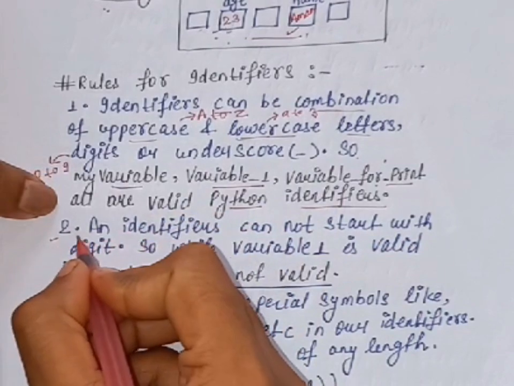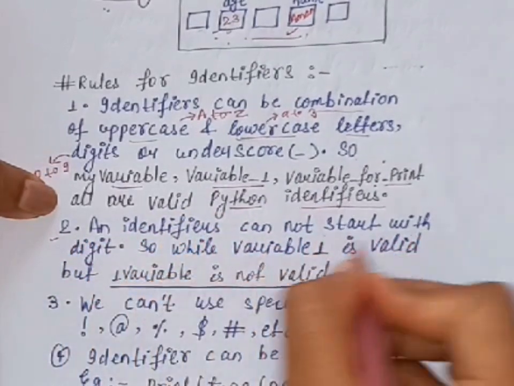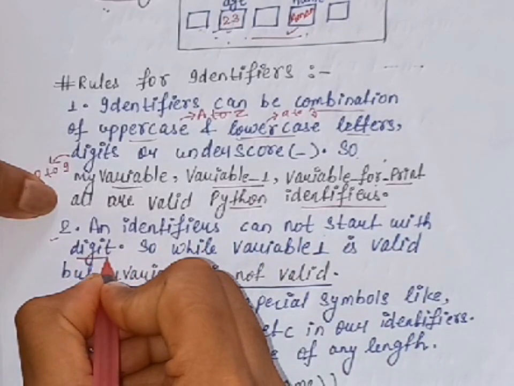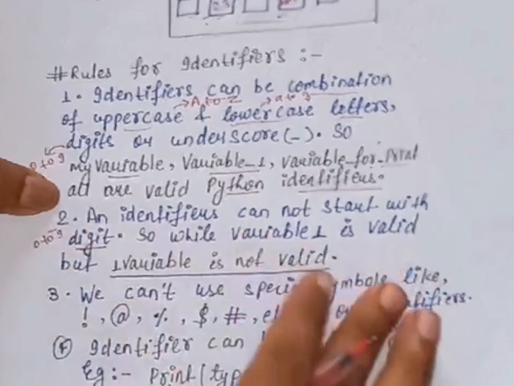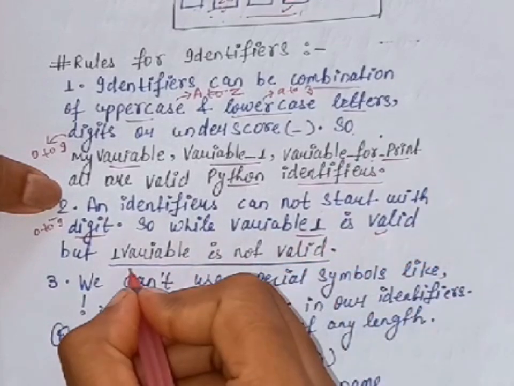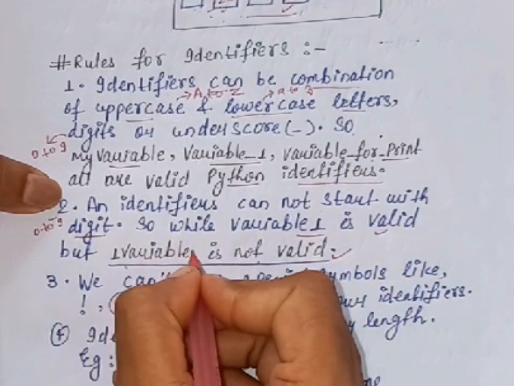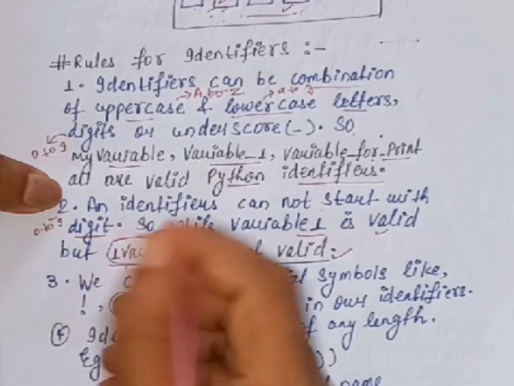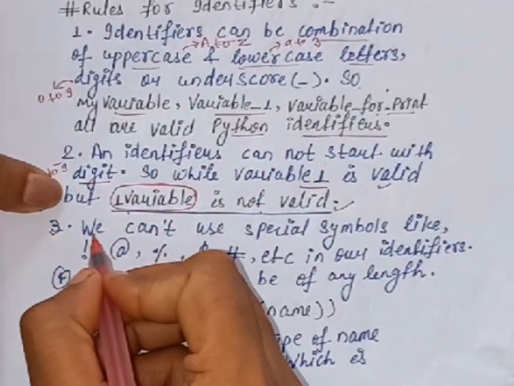Second rule for identifiers: identifiers cannot start with a digit, meaning we can't start our identifier name with a digit, 0 to 9. So while variable1 is valid in Python, 1variable is not valid in Python. We can't write our variable name as 1variable.